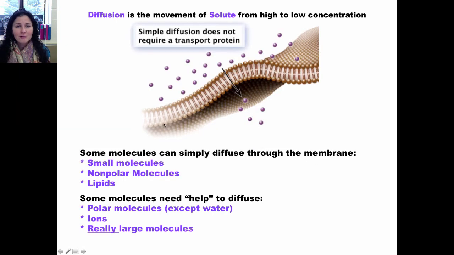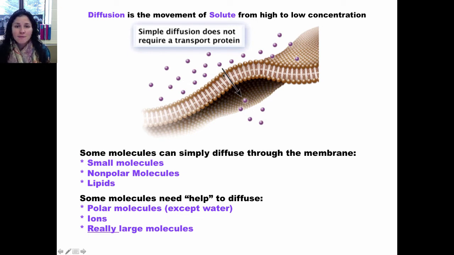Here's a picture of how diffusion can be applied to cell membranes. If you have a high concentration of solute, in this case the little purple balls, there's a high concentration of solute outside the membrane. It will move towards lower concentration on the other side of the membrane. If it can pass through the membrane, then it will simply do this. It will just diffuse through. Simple diffusion is the diffusion of molecules that can pass through a cell membrane. And there are only certain types of molecules that can do this.